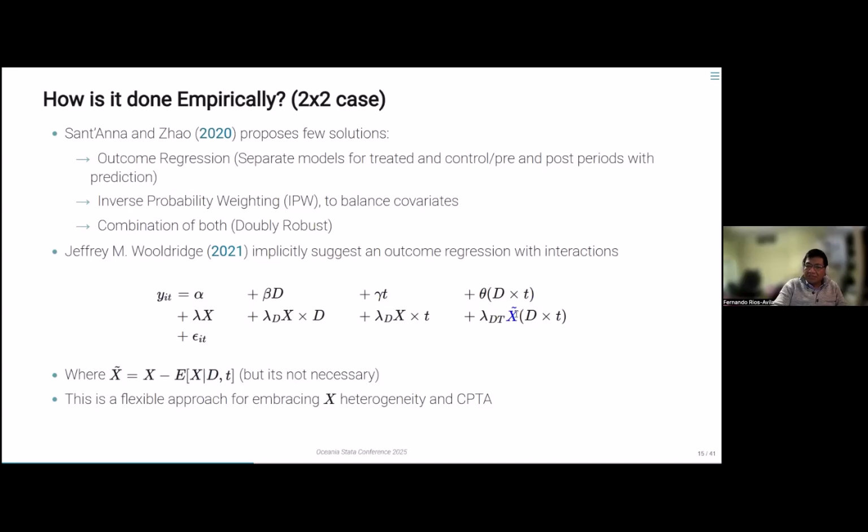Perhaps the only difference, and I left that here in blue, is that for this particular parameter, you can use the demeaned version of it, but this is not necessary. We are going to demean it only if we want to have a clean interpretation of theta. If we do not demean it, we can still estimate theta. We just need to take additional steps.